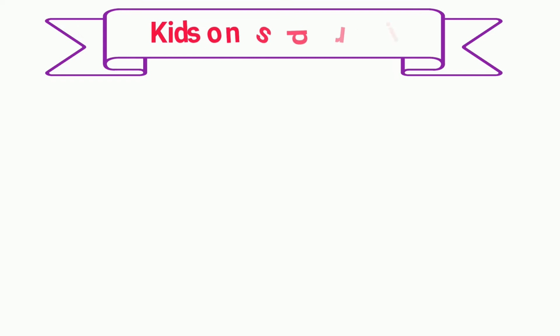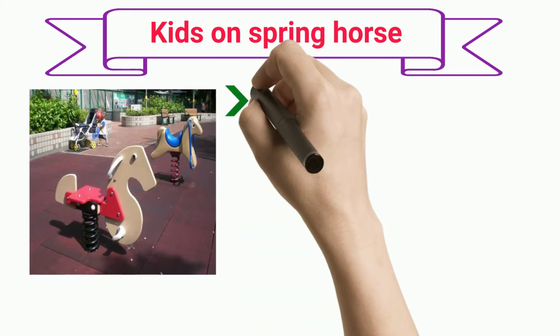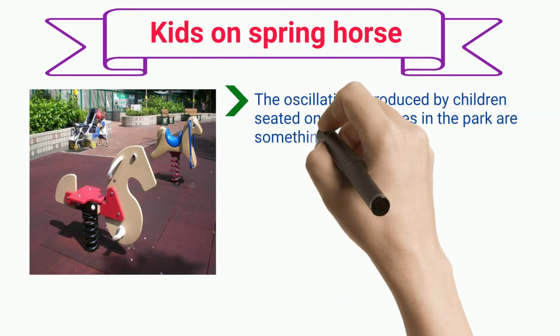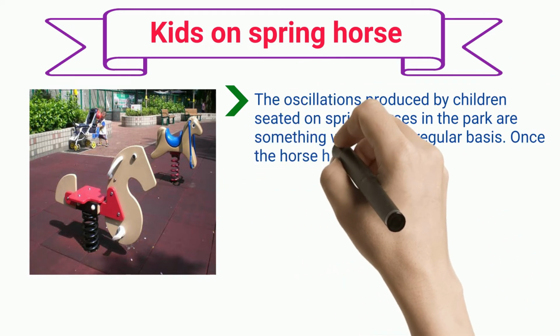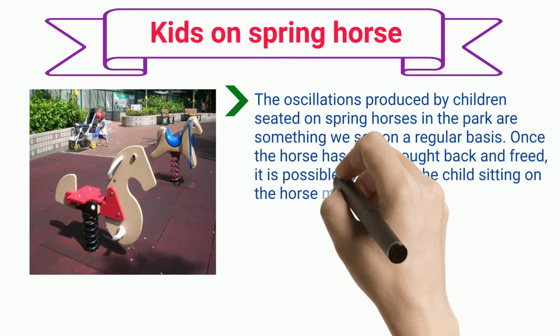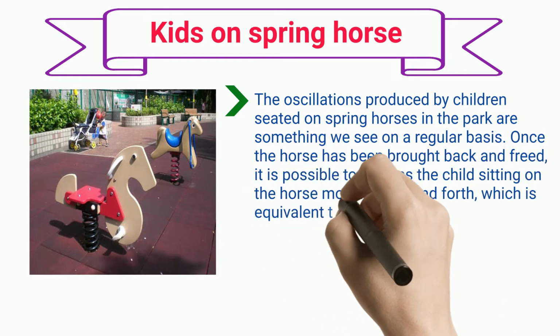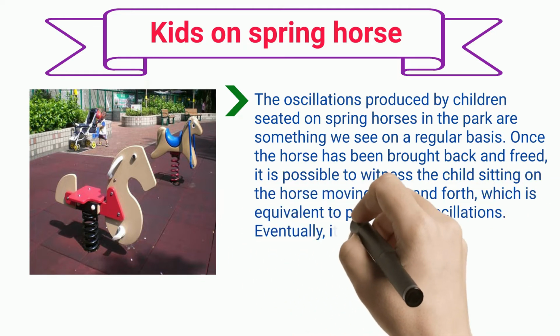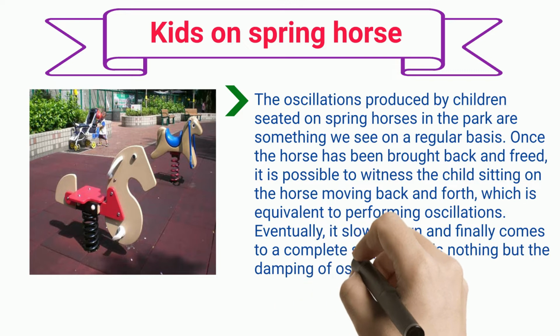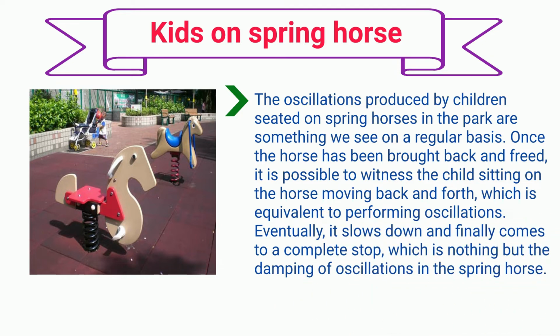Kids on spring horse. The oscillations produced by children seated on spring horses in the park are something we see on a regular basis. Once the horse has been brought back and freed, it is possible to witness the child sitting on the horse moving back and forth, which is equivalent to performing oscillations. Eventually, it slows down and finally comes to a complete stop, which is nothing but the damping of oscillations in the spring horse.